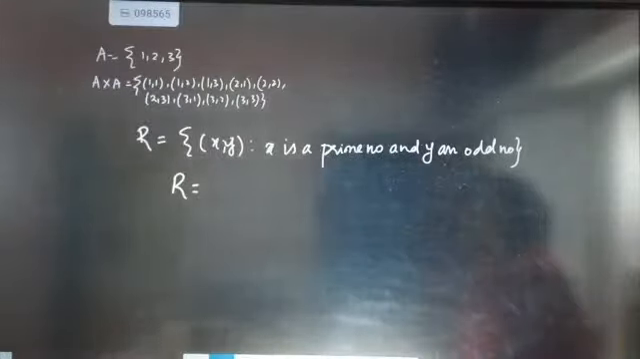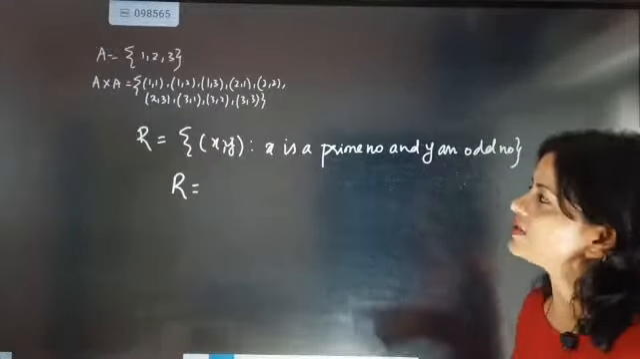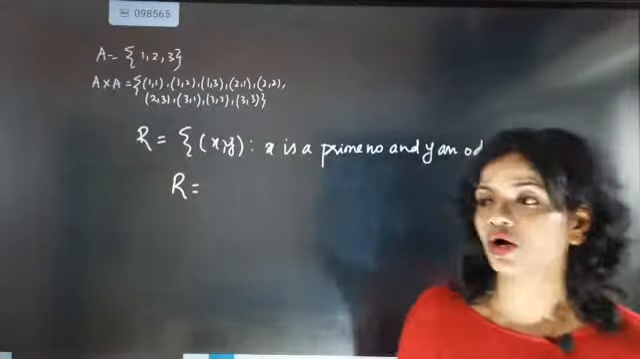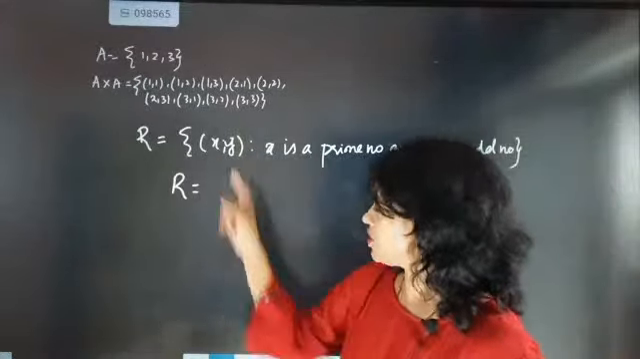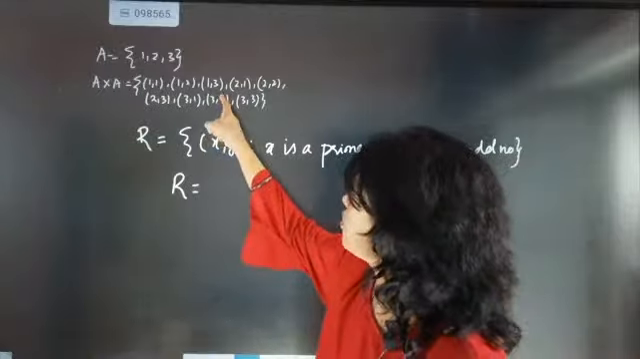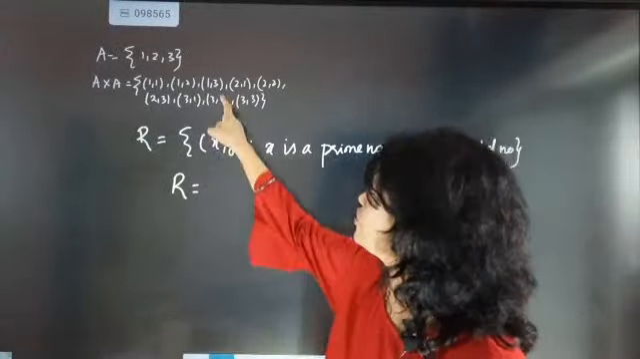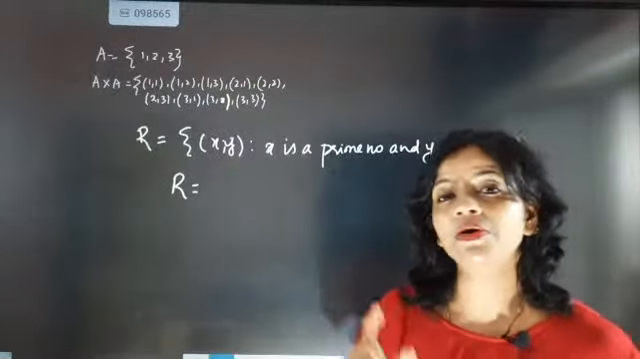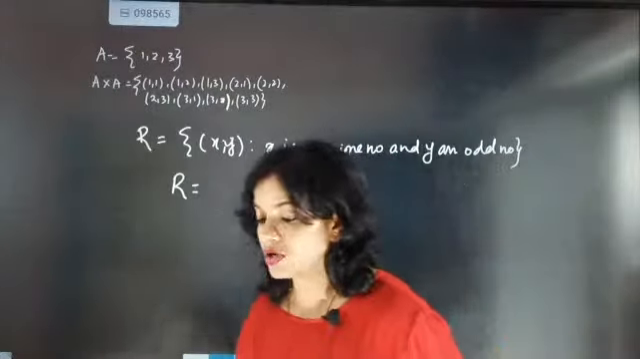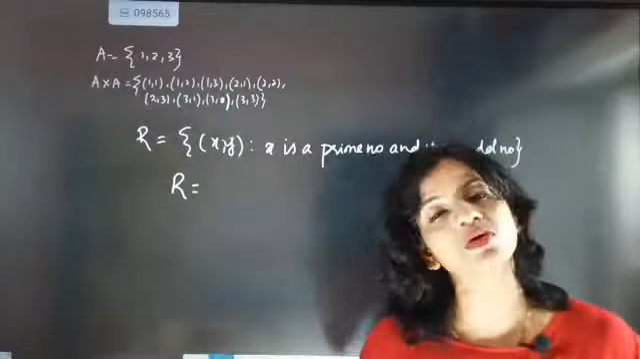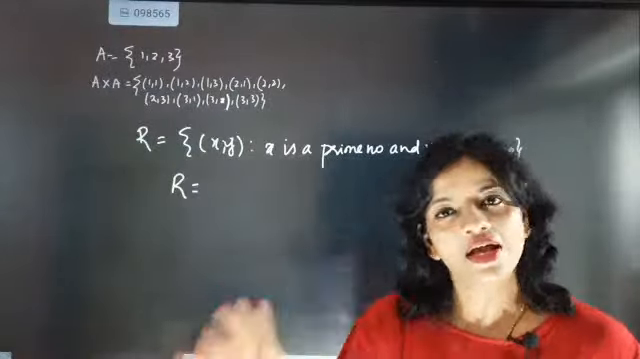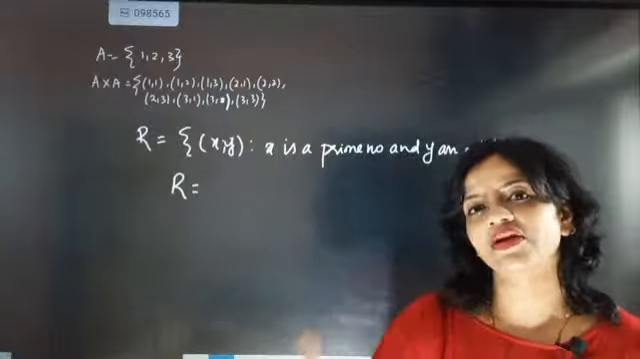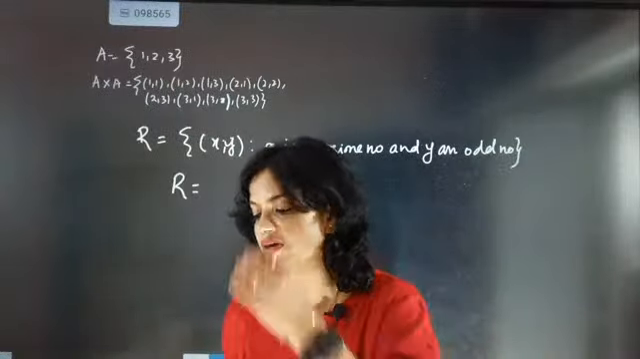Which and all will be the relation? A cross A is coming as (1,1), (1,2), (1,3), (2,1), (2,2), (2,3), (3,1), (3,2), (3,3). So what they are telling is that the first one should be a prime number and the second one should be an odd number. That odd number can be prime also, it can be any number. So you just have to check that point and write the answer.